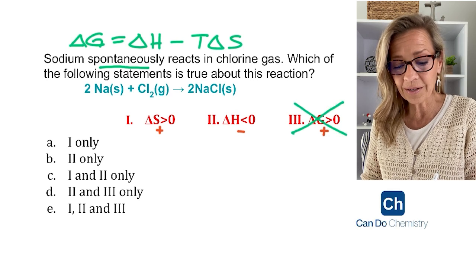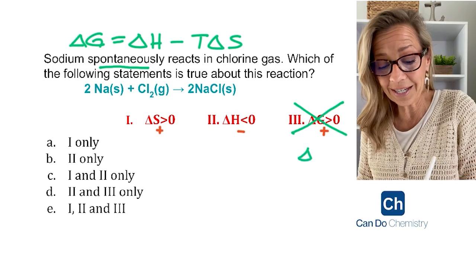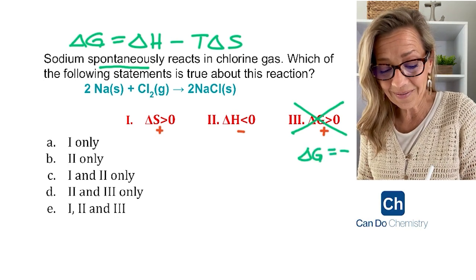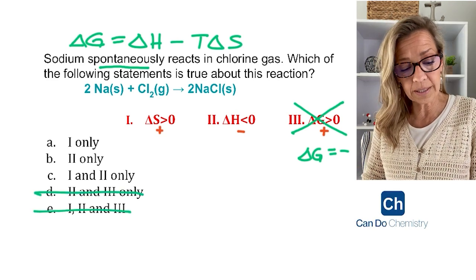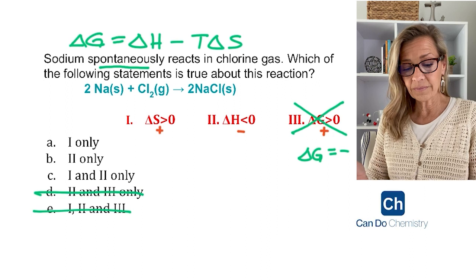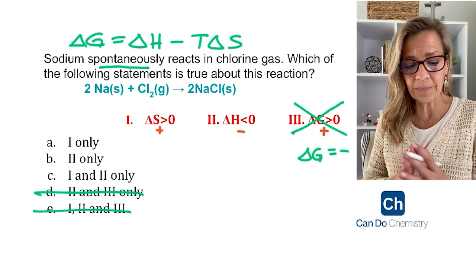So guess what we can do? We can eliminate that answer. So I know that delta G is negative. Okay? And so we can eliminate any of the choices that have possibility 3 in it. Okay, now we get down to enthalpy and entropy.